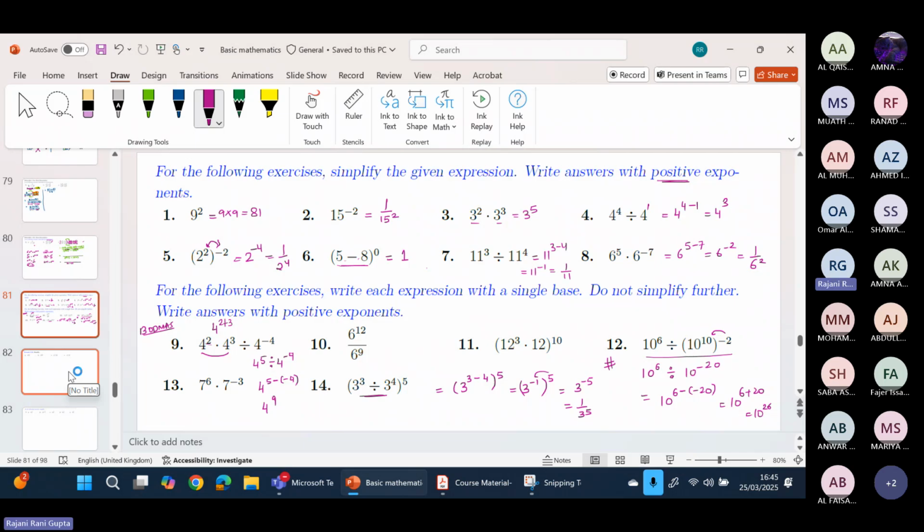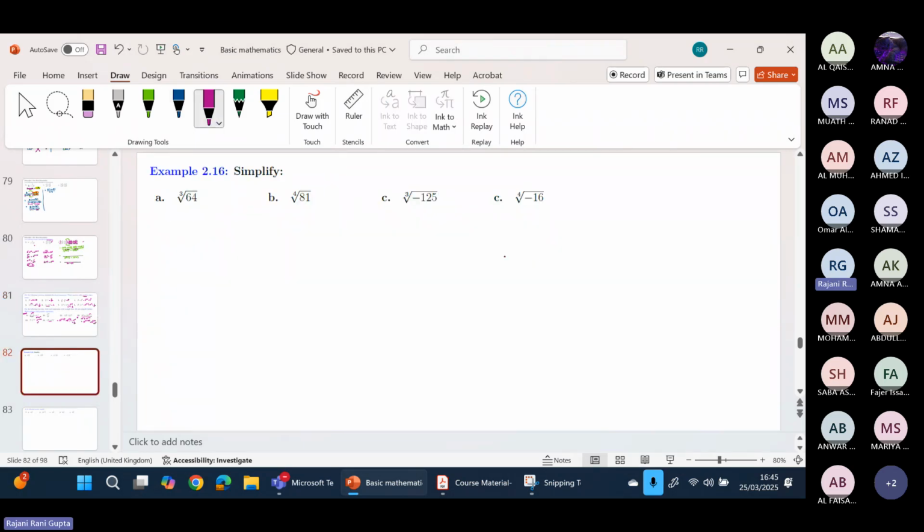Moving to next question. Now this is for the radicals. So cube root means 64 power 1 over 3. So now you have to check if you can write 64 as any number power 3.